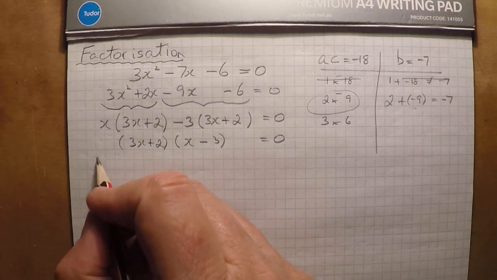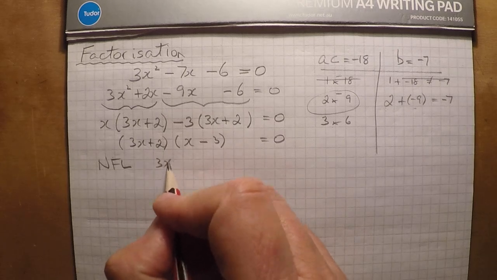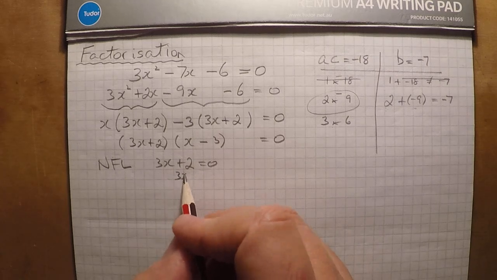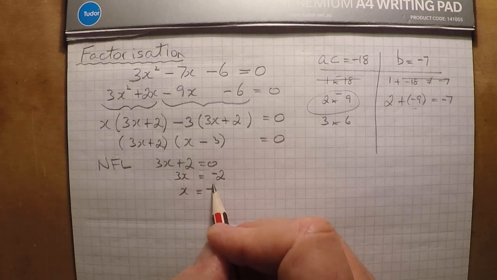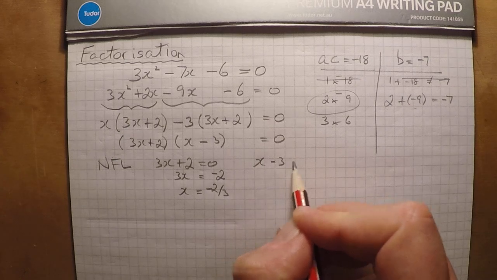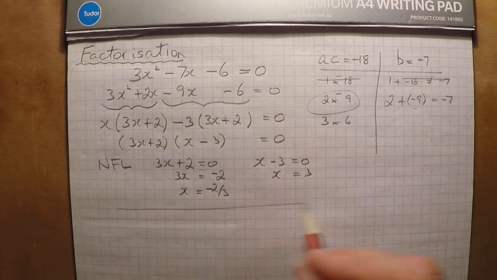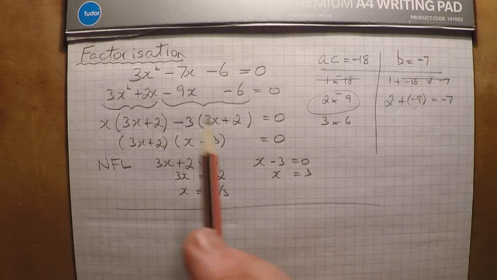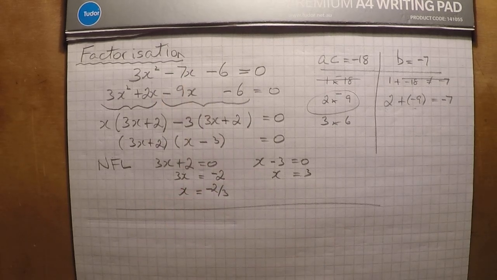Now we use null factor law. 3x plus 2 could equal 0. 3x is -2, or x is -2 on 3. Alternately, x minus 3 could equal 0, in which case x equals 3. We can always check our solution by substituting these back into the original quadratic to see that it evaluates to give 0.